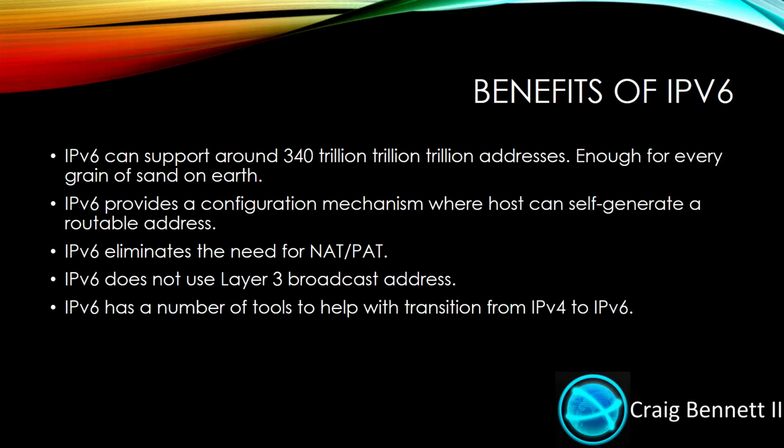We would have too much of a problem if we ran into 1 trillion people on Earth, let alone 340 trillion people on Earth and the Moon and Mars and a few other places. We're not going to have really much of a problem at all with this. So as far as that goes, IPv6 provides a configurable mechanism where hosts can self-generate a routable table.